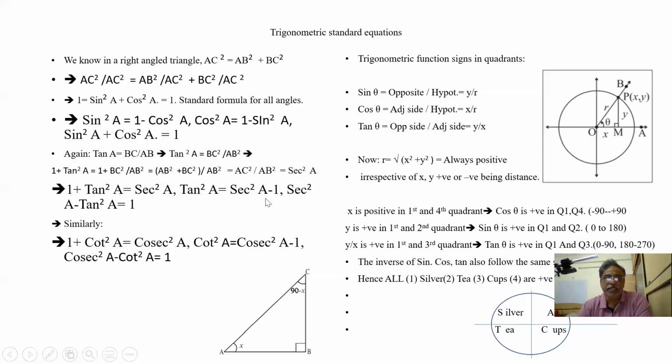So we have three relations from this. Secant square A minus tan square A is 1. Or secant square A minus 1 is tan square A, making tan square A the subject.